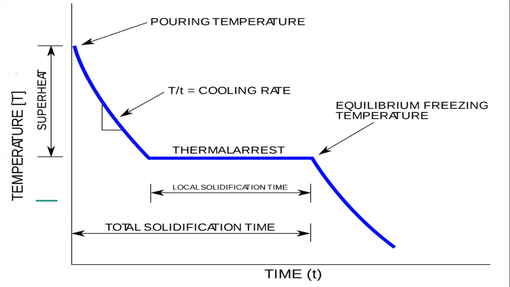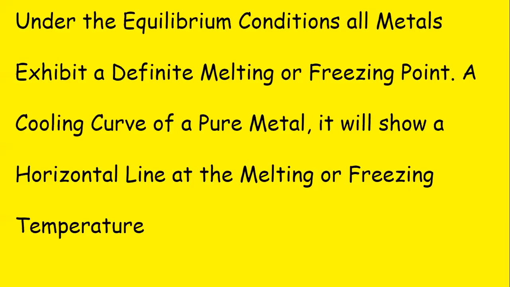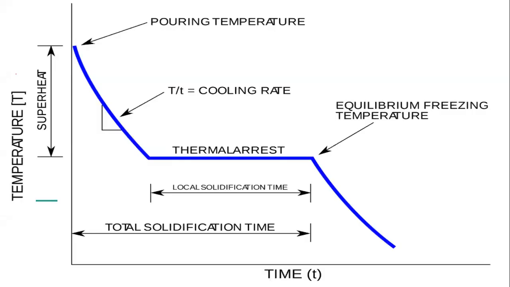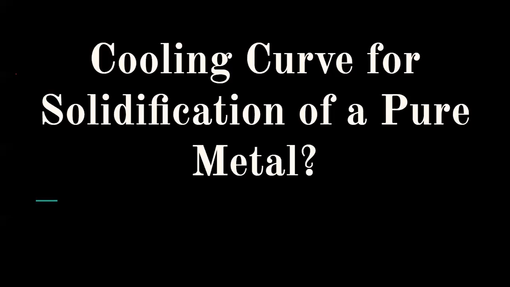If you remember, here there's a horizontal line after the temperature decreases from superheat to a certain temperature over a certain period of time where the local solidification time starts. There's a horizontal line that, according to this, is the melting or the freezing point of that metal. If you take this as the cooling curve of a metal, then this horizontal line that is shown is the melting or the freezing point of this pure metal.